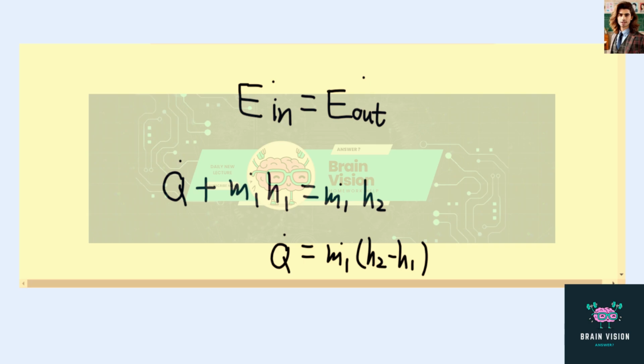For this question, our first step is to determine the rate of heat transfer in the air. First let's set out the energy balance equation, which is E dot in equal to E dot out. If we expand it, we have Q dot plus M1 dot times H1 is equal to M1 dot times H2. Q dot is the rate of heat transfer in the air, M1 dot is the mass flow rate for the air, H1 is the initial enthalpy for the air, and H2 is the final enthalpy for the air.